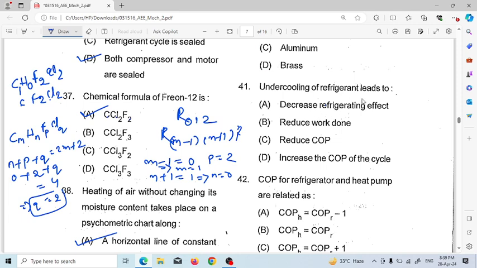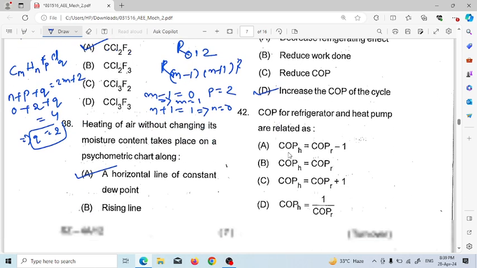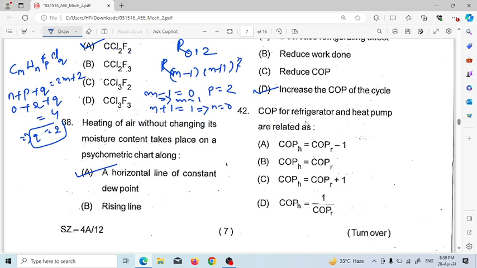Next, undercooling of refrigerant leads to increase the COP of the cycle, and COP of refrigerator and heat pump is related to. So COP of heat pump is equal to COP of refrigerator plus 1. So option C is the correct answer.